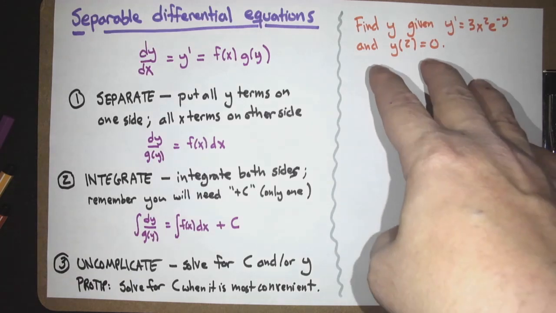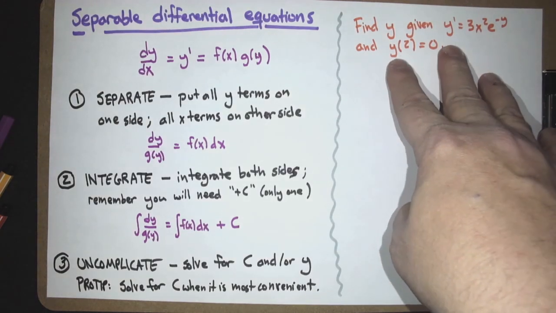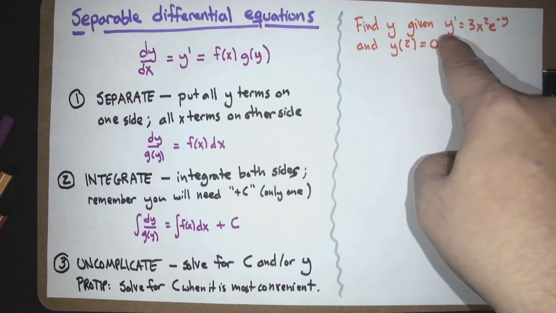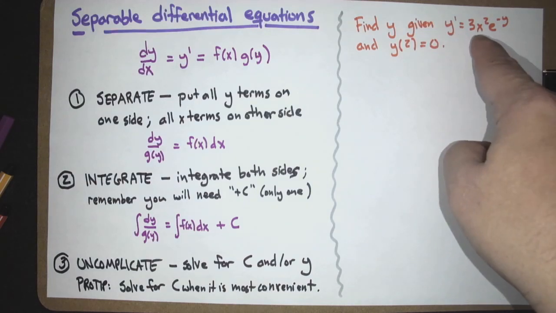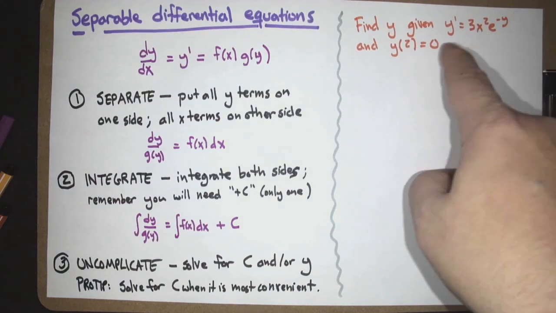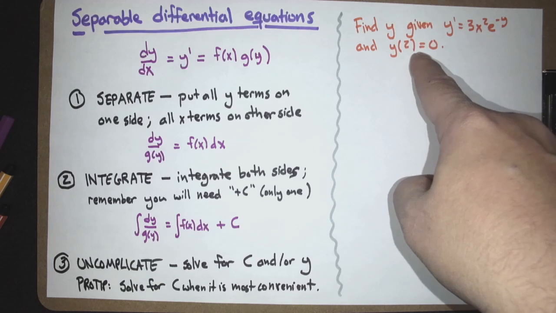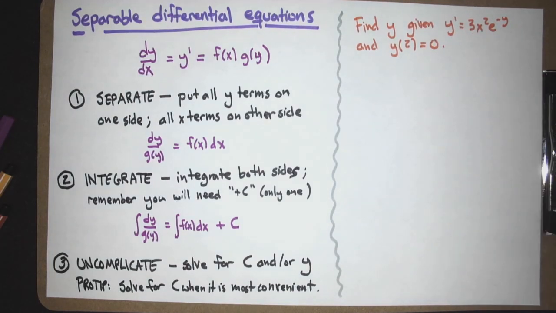So we'll go through and do it with the particular problem. So here we have a problem. Find y given y prime is 3x squared e to the minus y and y of 2 equals 0. Any guesses before we start what the answer is to that problem? Cool. That's okay. That's why we're learning the process. Okay, so step 1. We're going to separate.